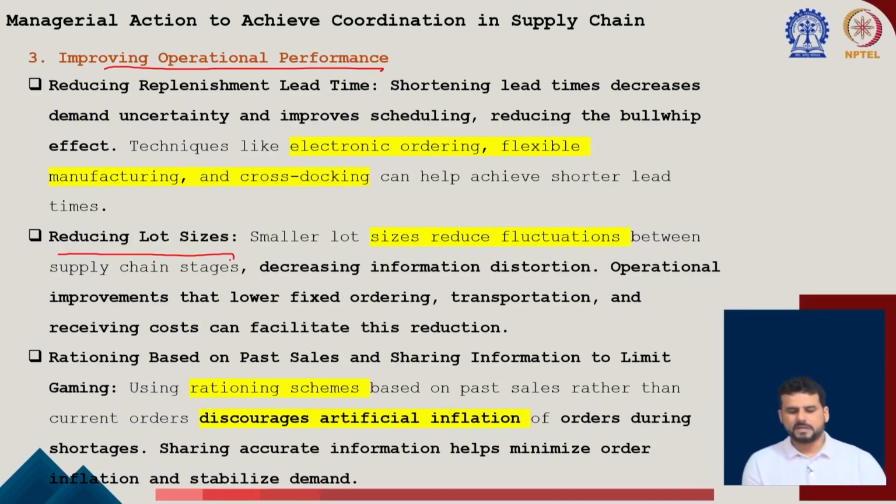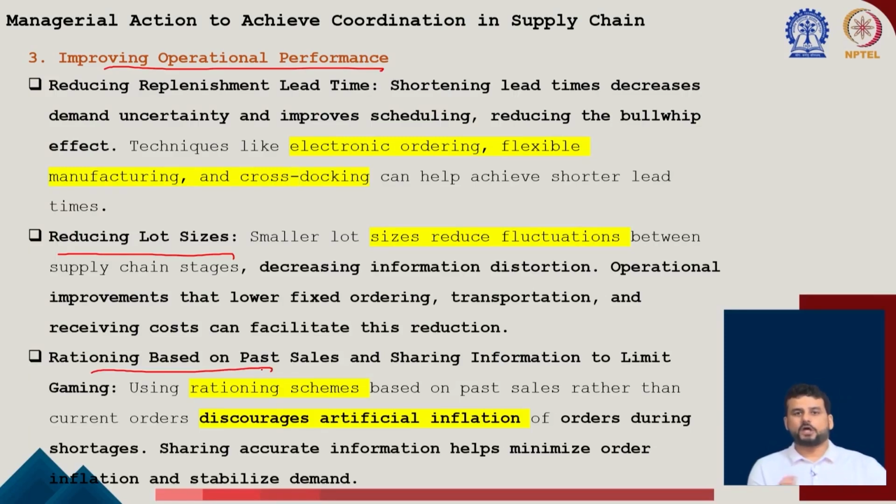Reducing lot size. Smaller lot size reduces fluctuation between supply chain stages, but the problem with smaller lot size is that manufacturing cost will increase, but then the inventory cost will decrease, right? So decreasing information distortion will help you if you are producing in small lot size, right? Operational improvement, lowering fixed ordering, transportation and receiving cost, can facilitate this reduction in cost, right?